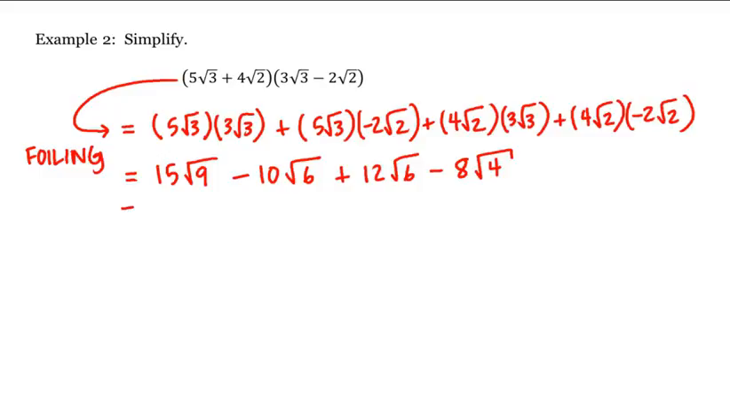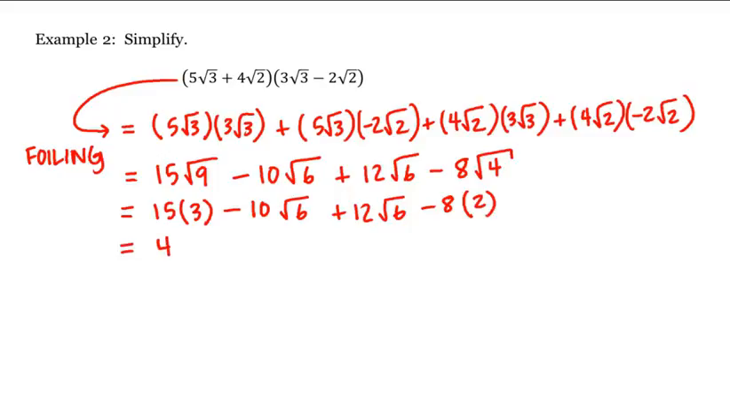which is equal to 15 times 3, the square root of 9 is 3, and then minus 10 square root 6 plus 12 square root 6, minus 8 times the square root of 4, which is 2. Which gives us 45 minus 10 square root of 6 plus 12 square root 6 minus 16.